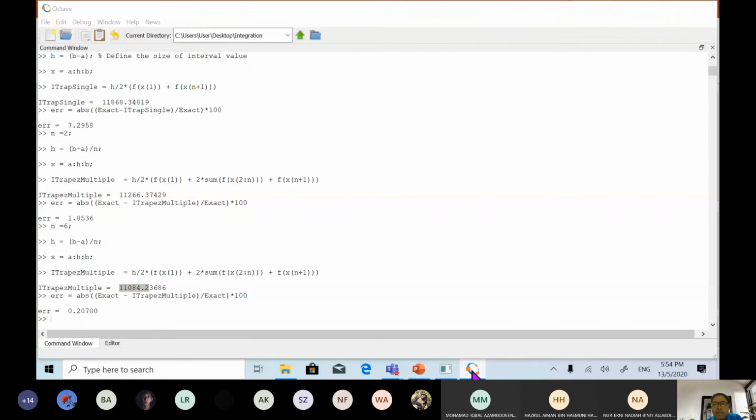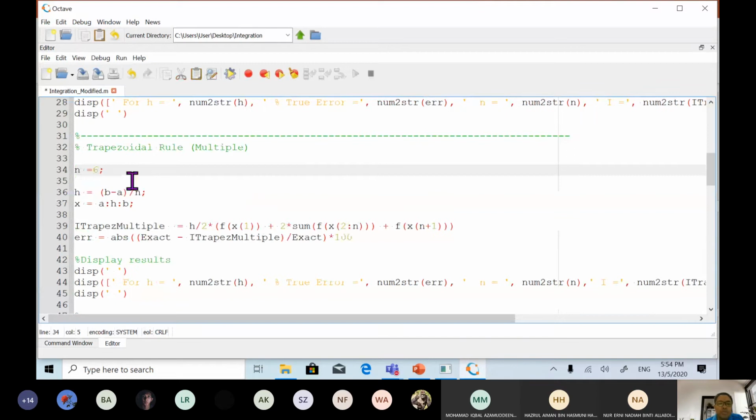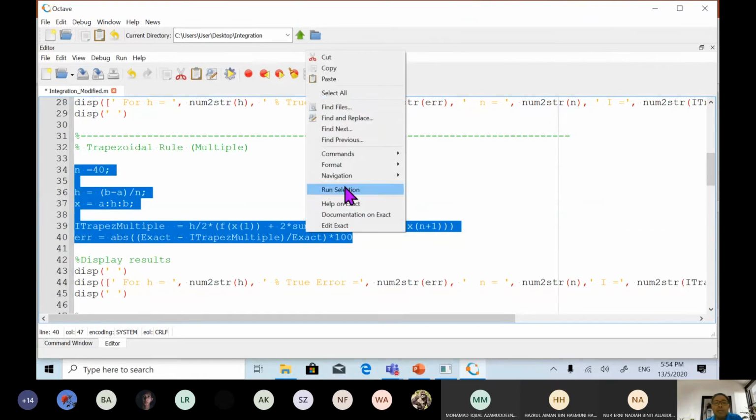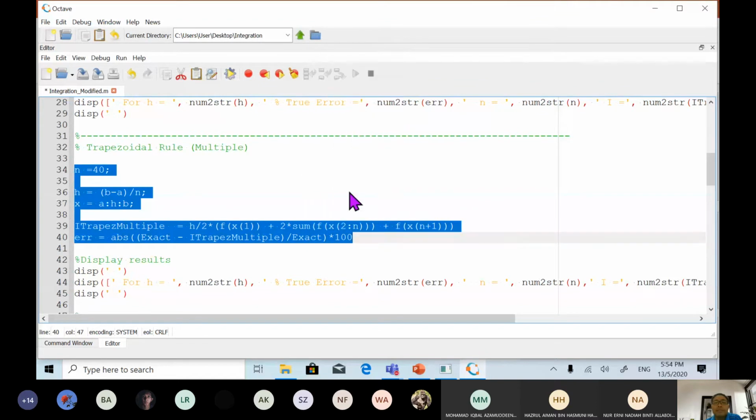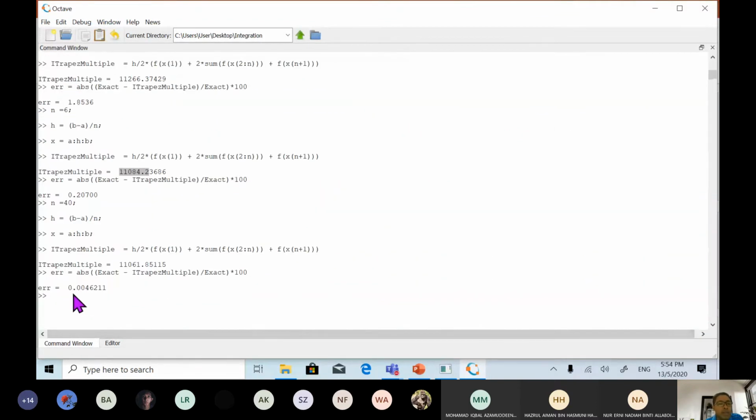But I'm still not satisfied, so maybe I change the interval to, let's say, 40. We'll divide the area into much smaller pieces, 40 equal divisions, and see what the output will be. The error is very, very small. From 0.2, it is now reduced to 0.0046, where the approximate area is 11,061 and the exact value is 11,061, which is almost the same.